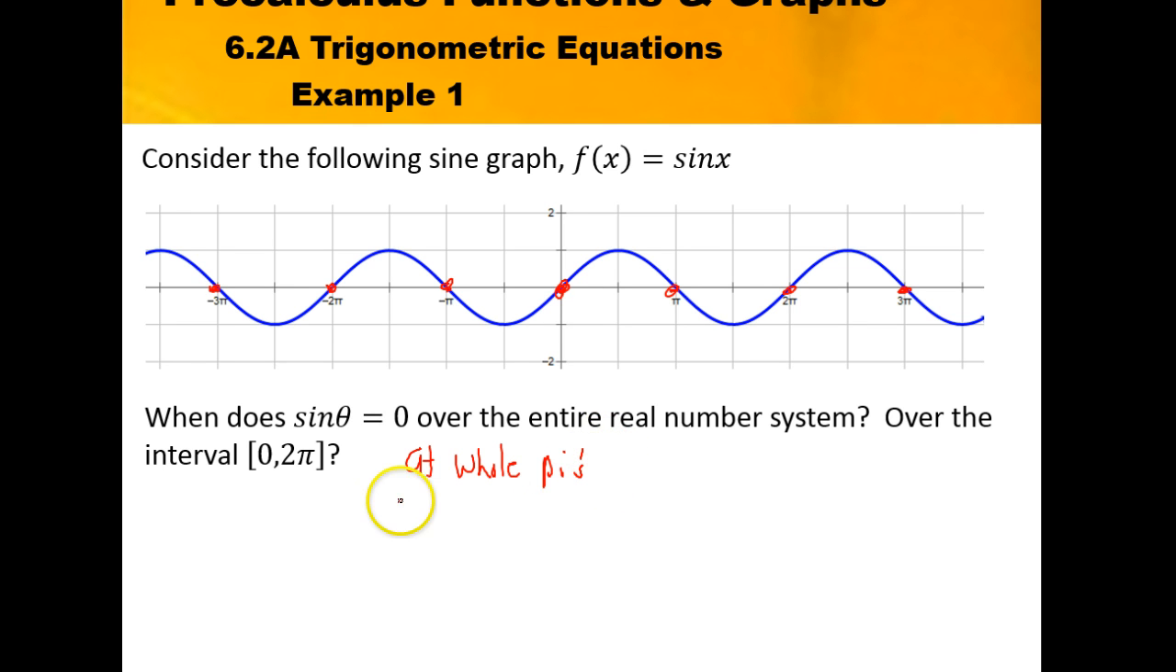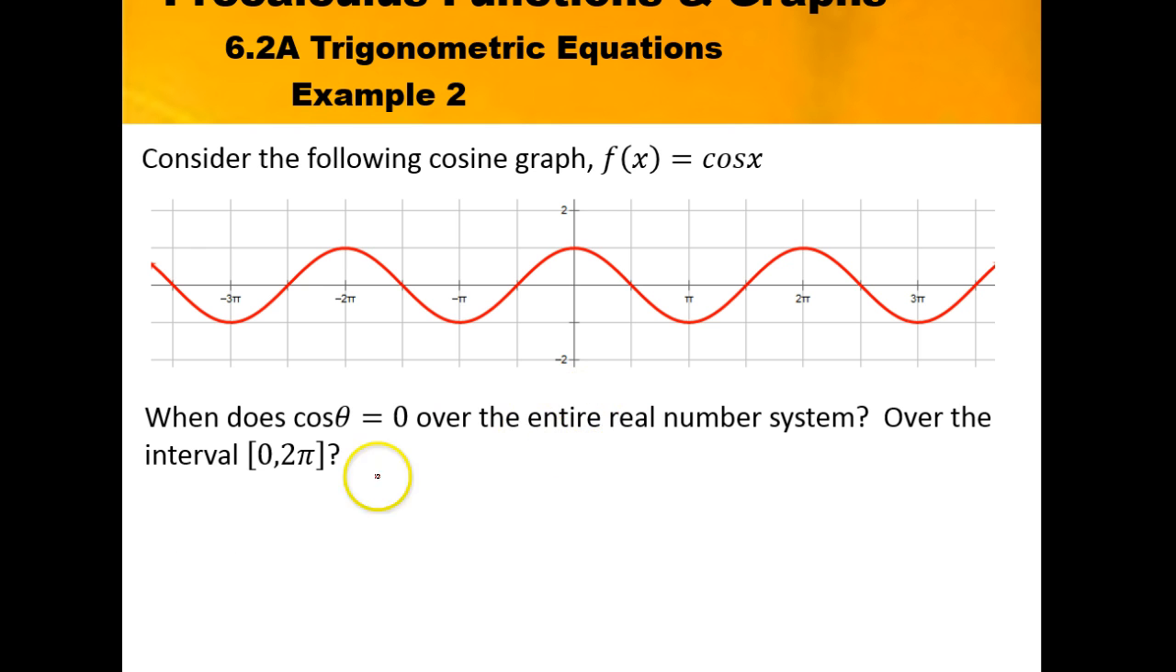Okay, now over the interval 0 to 2 pi, it is 0 at 0, pi, and 2 pi. Okay? So next slide.